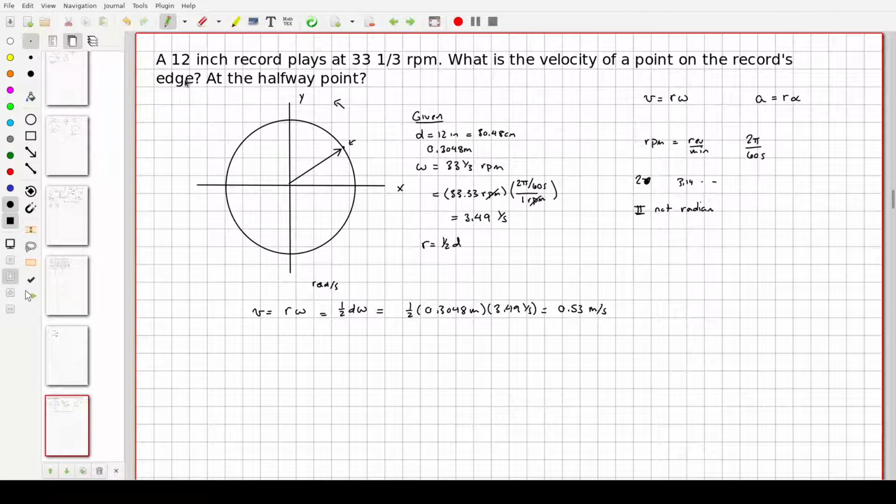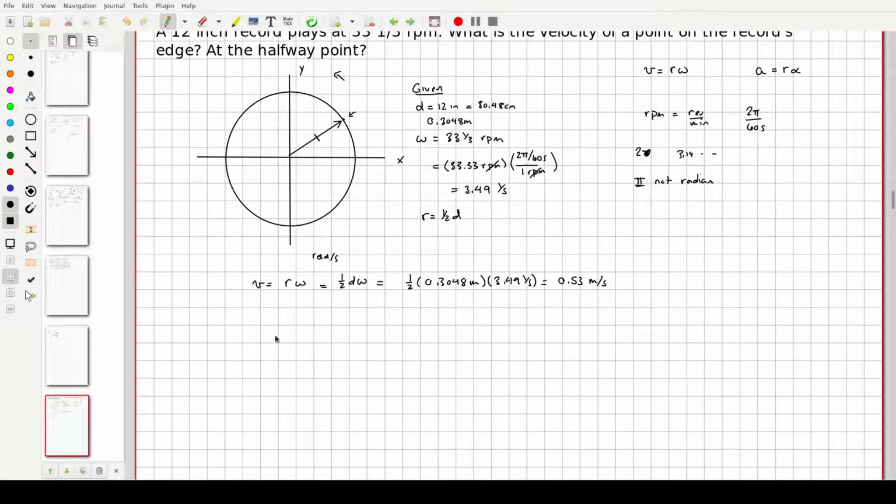Now, the next part says, what's the velocity of a point on the record's edge at the halfway point? So at the halfway point, it would be 1/2 of r. Okay, so here we want the velocity at 1/2 of r. Well, 1/2 of r would be 1/2 of 1/2 of d, or 1/4 d times omega. That means basically all you're doing is taking this and dividing it by 2. And if you do that, you get about 0.27 meters per second.